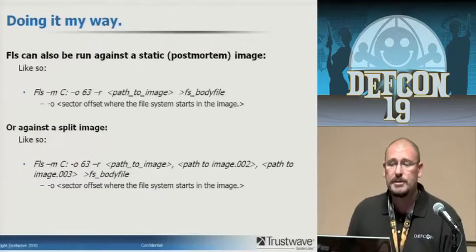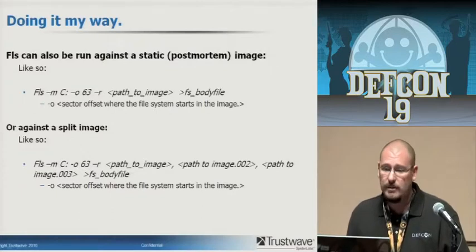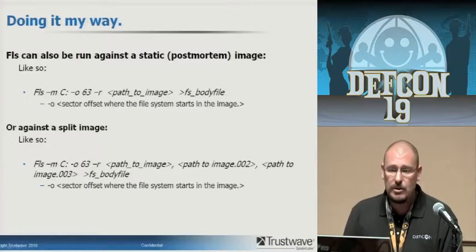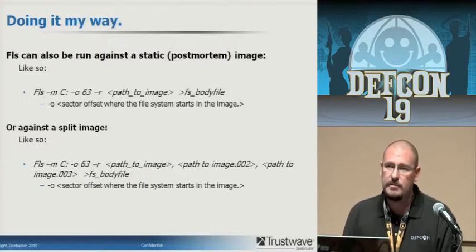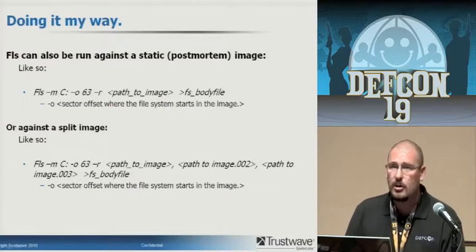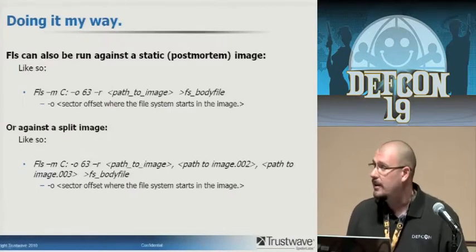FLS can also be run against a static image or a postmortem image, and you just point it. Same thing, slightly different with a little offset there. FLS -m, name your device. And you do have to add an offset sometimes where the actual file system starts. Sometimes it will pick it up by itself. Sometimes you have to add the offset. -r, so it's recursive again. And then you just point it at wherever your image is sitting.